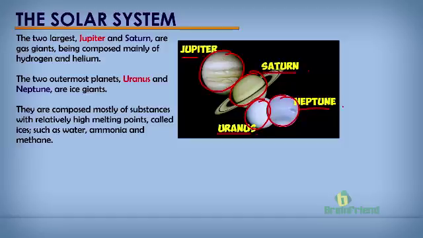The 2 largest of our outer planets are Jupiter and Saturn. These are the gas giants, being composed primarily of hydrogen and helium. The 2 outermost planets, Uranus and Neptune, are referred to as ice giants because they are composed mostly of substances with relatively high melting points called ices, such as water, ammonia, and methane.